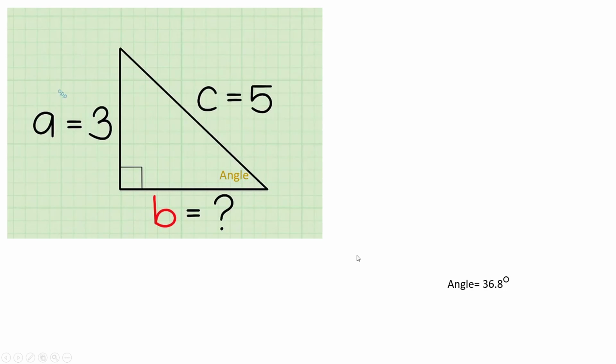So angle, opposite, hypotenuse, adjacent. Now sine angle equals opposite over hypotenuse. Now angle equals arc sine, bracket, opposite over hypotenuse. So what is arc sine? Arc sine is the inverse of sine, used to find the angle.